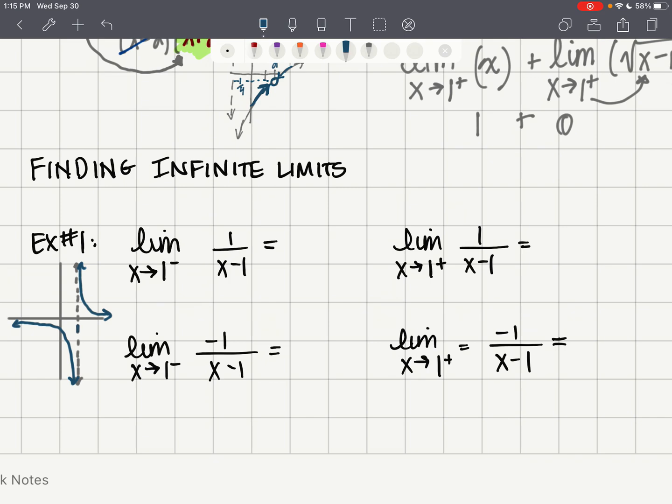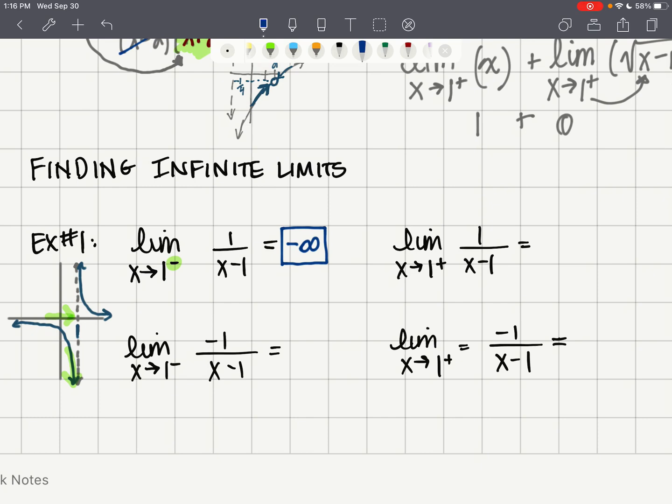So 1 from the left, let's do this in green. 1 from the left is going to be approaching 1 from the left side of 1, and what's happening to the function? That function is approaching negative infinity. So the function value is approaching negative infinity.